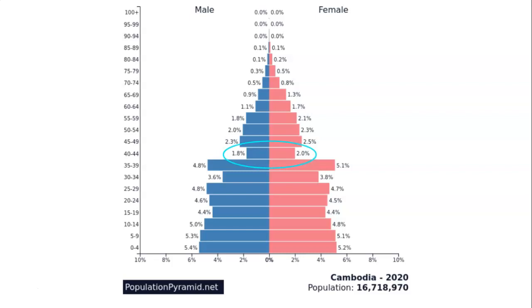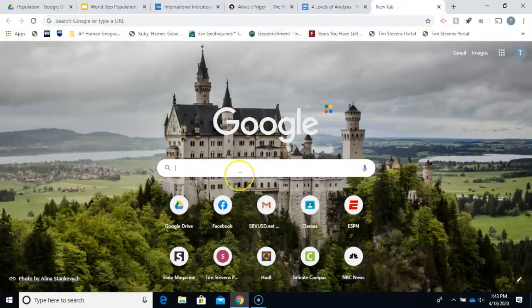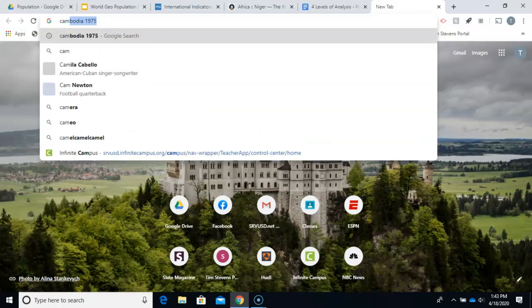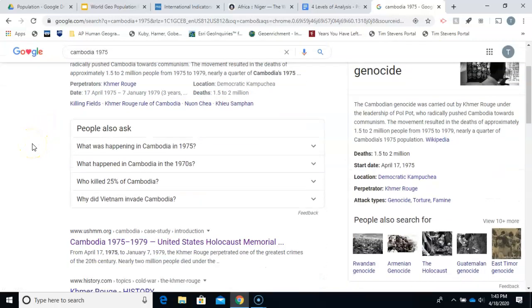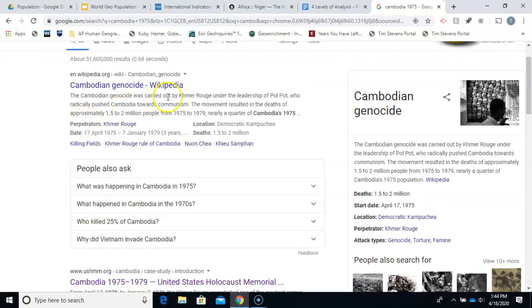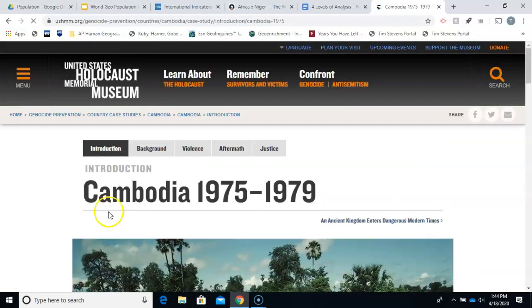So one thing I want you to think about as you're doing your research, you might have to go out and look beyond just those websites. So for example, if I were to type in Cambodia 1975, oh, that stands out, the Cambodian genocide. Okay, I could look at that. I don't want to go to Wikipedia necessarily, but let me go to the U.S. Holocaust Memorial Museum. Let's go there. What's going on in Cambodia?